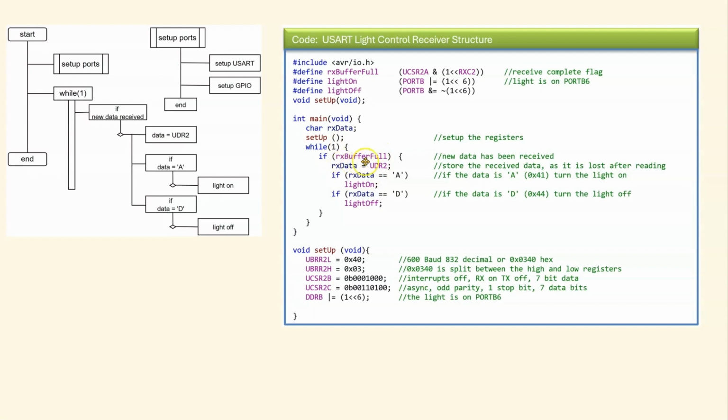So if the receive buffer is full, if we have received data, first of all we store the data in a variable. Then we check if the data is equal to A. Now, we've got quotes here because A is not a variable. A is an ASCII value, it's a character. That's why that's in quotes. So if it's A, we turn the light on. Then we check to see if it was a D. If it's a D, the light goes off. And then we go and repeat the structure. And I'll look at the setup here in a second.